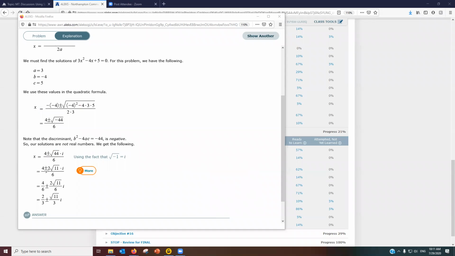So notice here on the top, they ended up with 4 plus or minus 2 times the square root of 11i all over 6. What Alex does here is break it up into 2 separate fractions. When we have 4 plus or minus 2 square root of 11i over 6, you're allowed to break this up into 2 separate fractions. You take this part of the numerator, the 4, put it over the denominator 6, and then we take this second part and put that over the denominator as well.